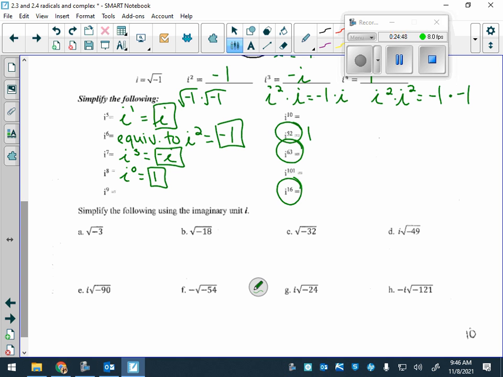63rd. 1, i, negative 1, or negative i? Negative i. Good. And 16? 1. Good. So say if you put these in your calculator, right?